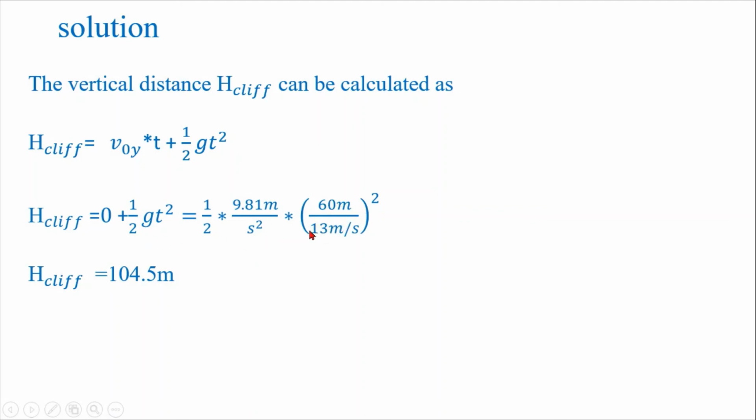When we substitute all these values, the result becomes height of the cliff is equal to 104.5 meters.